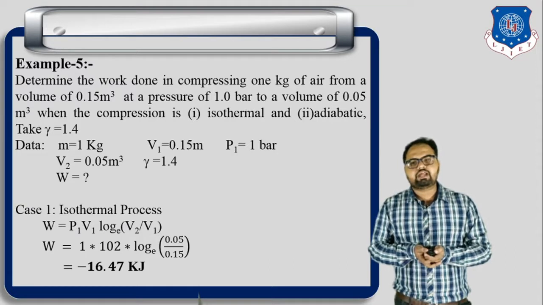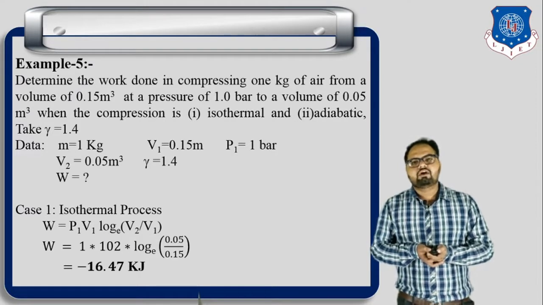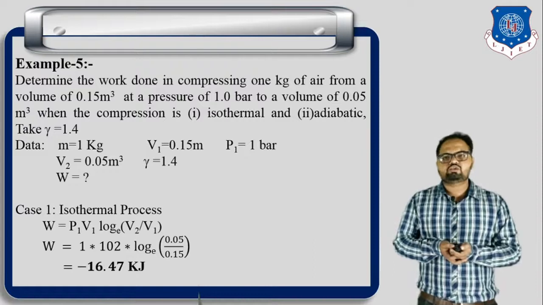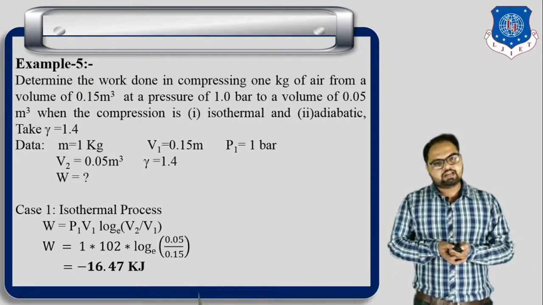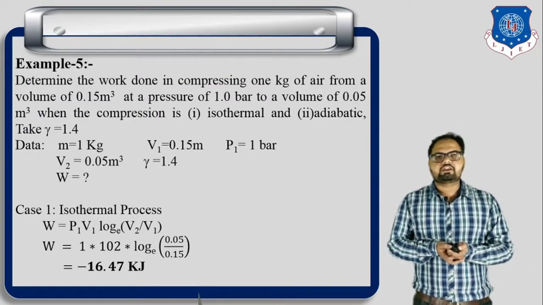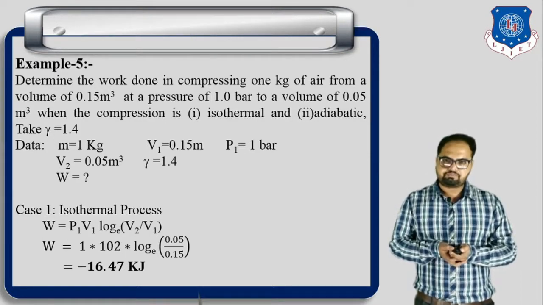By putting in the values, we get work done W equal to minus 16.47 kilojoule. Here the work done is negative, and the negative sign indicates that work is done on the system during the process.